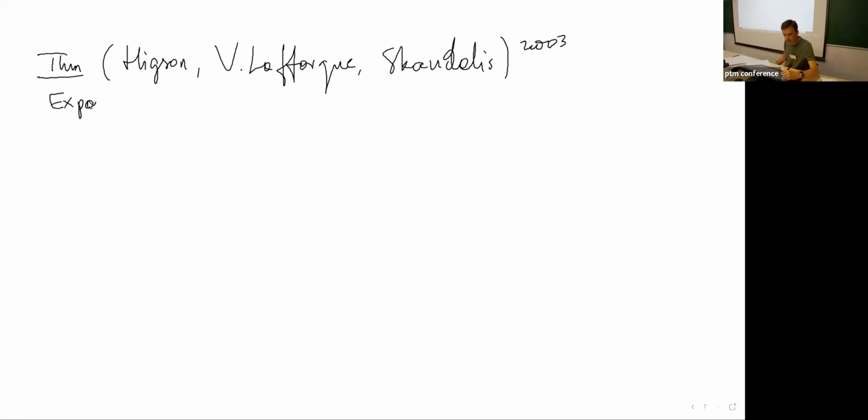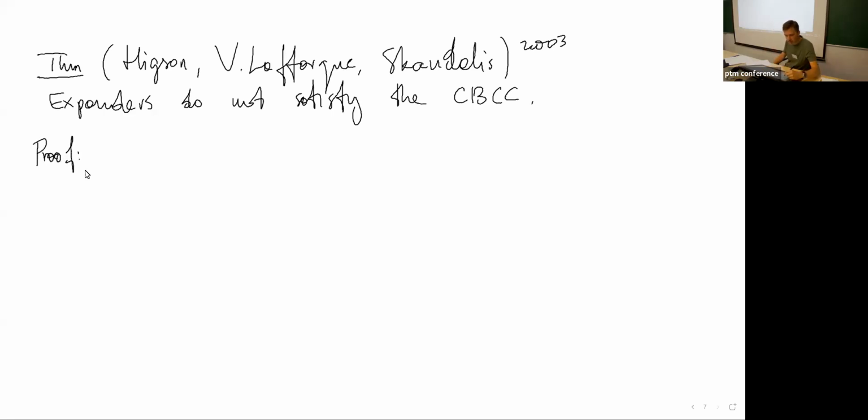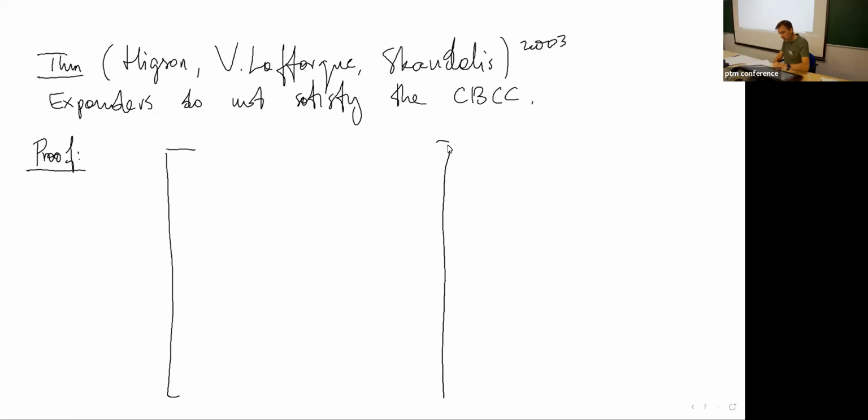Expanders do not satisfy the coarse Baum-Connes conjecture. Okay, so the idea was very simple. Just quickly, you define an expander as a sequence of finite graphs.